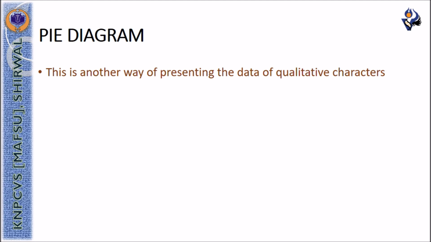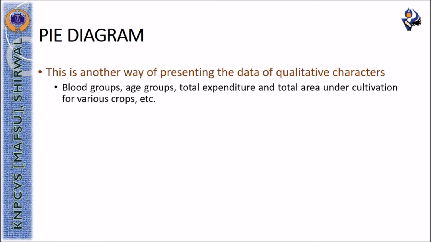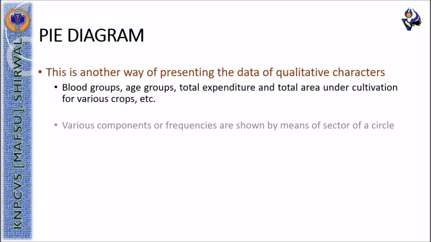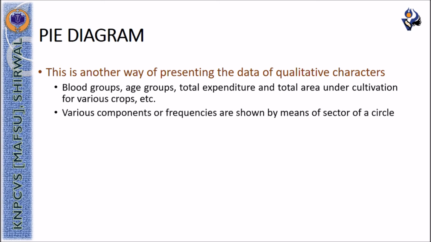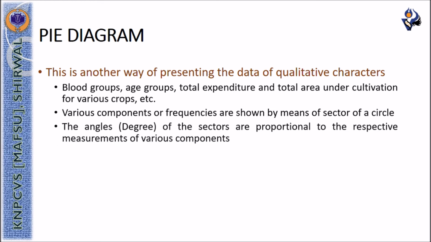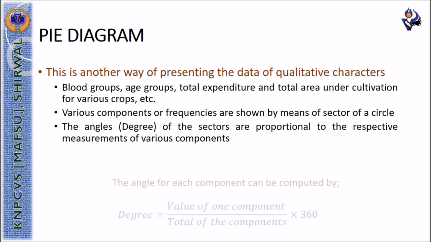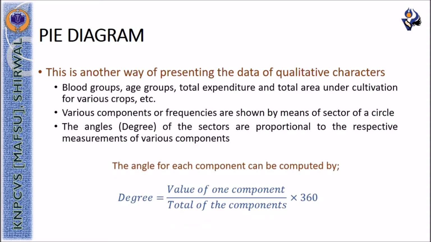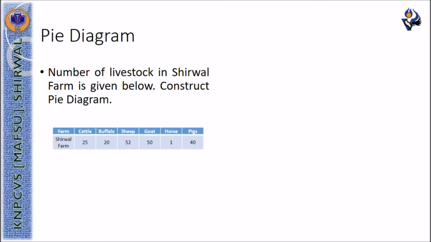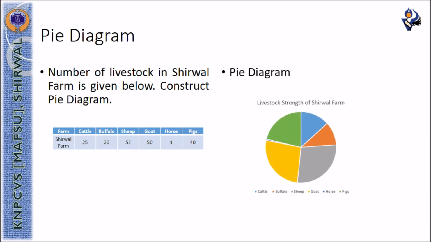Pie diagram is another way of presenting the data of qualitative characters such as blood groups, age groups, total expenditure, etc. Various components or frequencies are shown by means of sectors of a circle. The angles of the sectors are proportional to the respective frequencies of various components. The angle is computed with the given formula. Here, the data on livestock strength of a farm is shown with the help of a pie diagram.